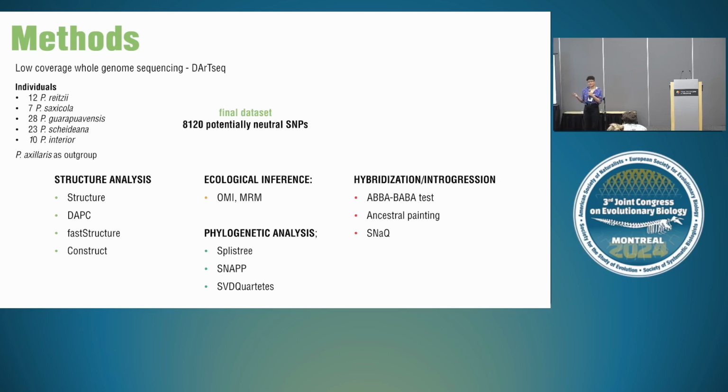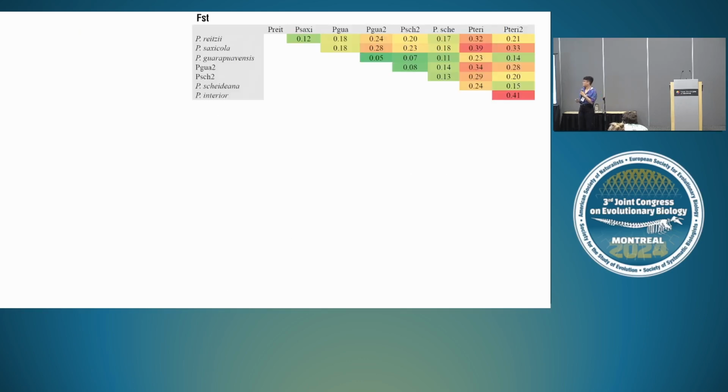To try to understand their drivers and the relationships between these species, we used whole genome sequencing, DArT-seq, similar to RAD-seq. And with 8,000 SNPs, I've done a bunch of analyses to try to understand their relationships. And here I'm going to show you some of these results.